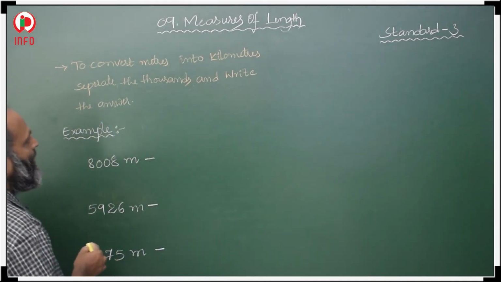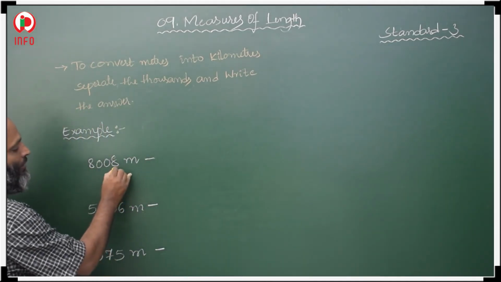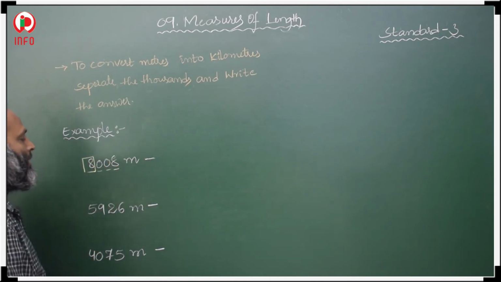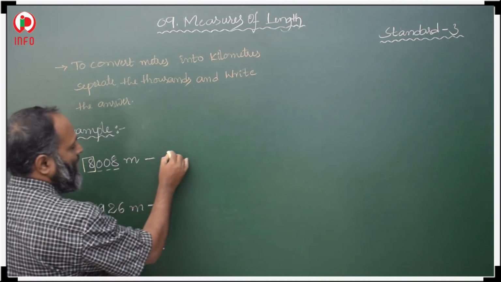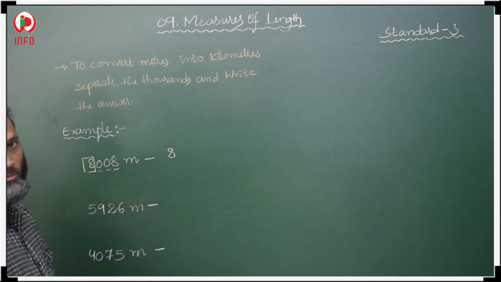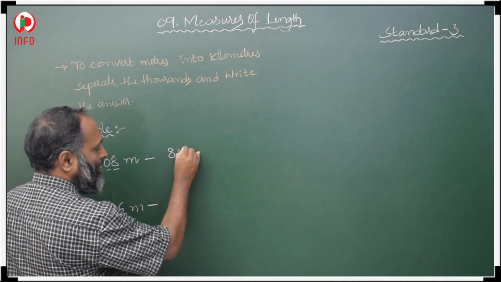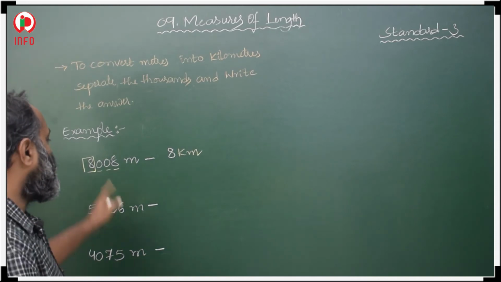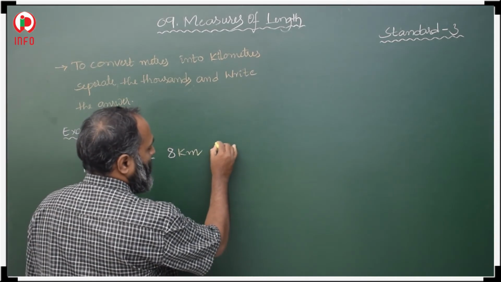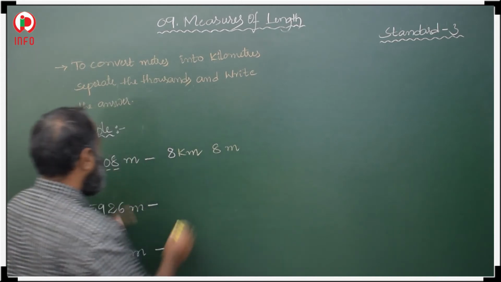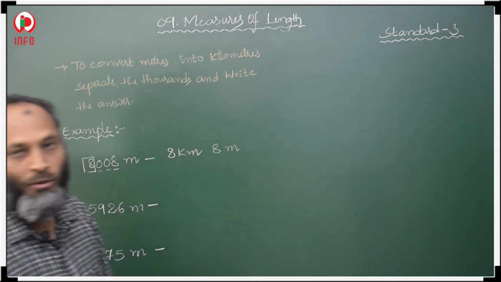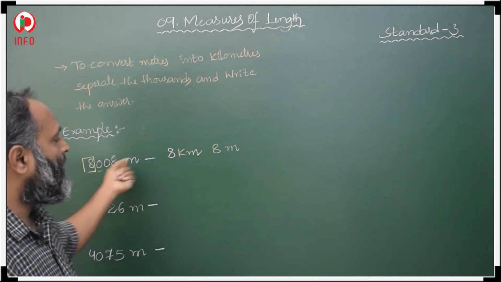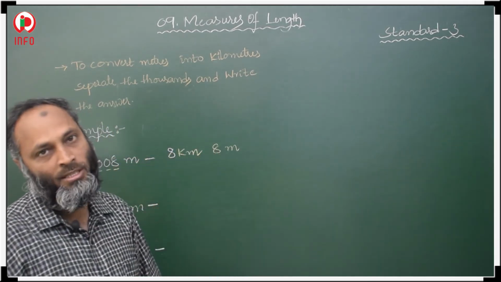First, we have to separate the thousands place. Here, ones, tens, hundreds, then the 1000 place we have to separate. So, what is there in the thousands place? 8. We separate the thousands place, then after that write kilometers. Then the remaining, 008, means 8 meters. No need to take these 2 zeros before, only 8 meters is enough.